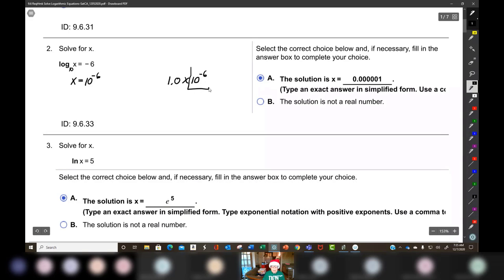And this is a code. This is a code for move the decimal place, move the decimal 6 places to the left. 6 places to the left. So we're going to take that and go 1, 2, 3, 4, 5, 6. Putting a zero in for each of these little valleys. 0, 0, 0, 0, 0. And that's our answer, a 1 with 5 zeros in front of it.